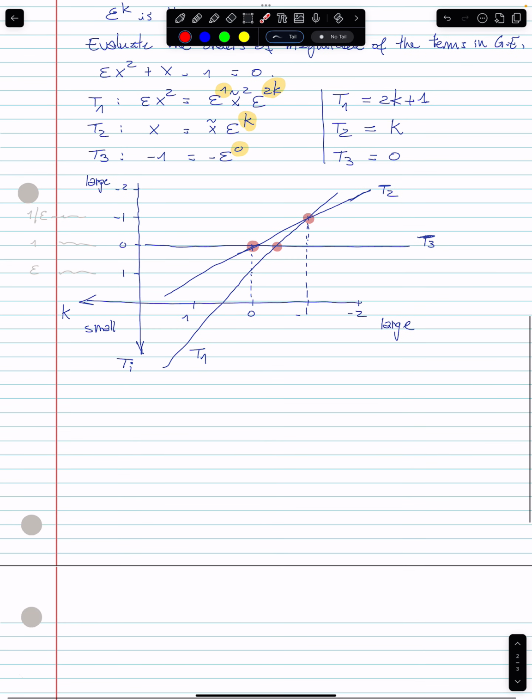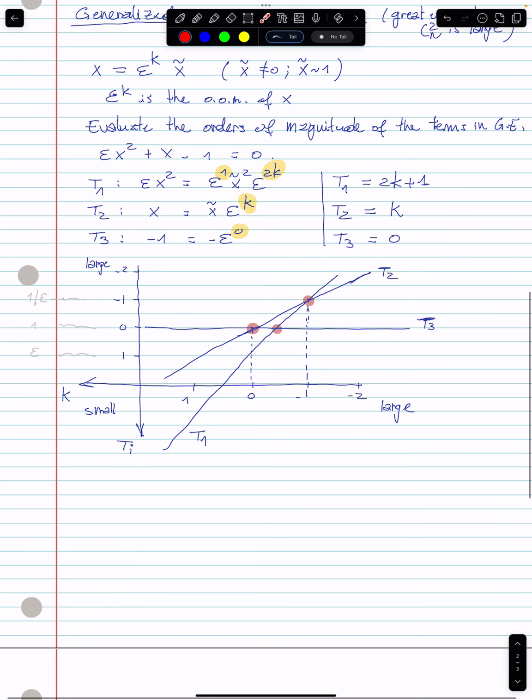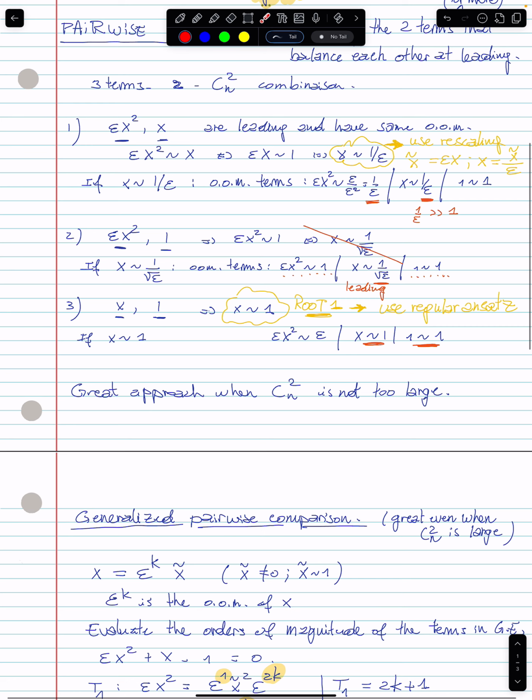Okay, we can interpret the other intersections exactly in the same manner. We have observed that one intersection corresponds to the root, which is of order 1, and provides leading terms, which are also of order 1. That was the solution we got out there.